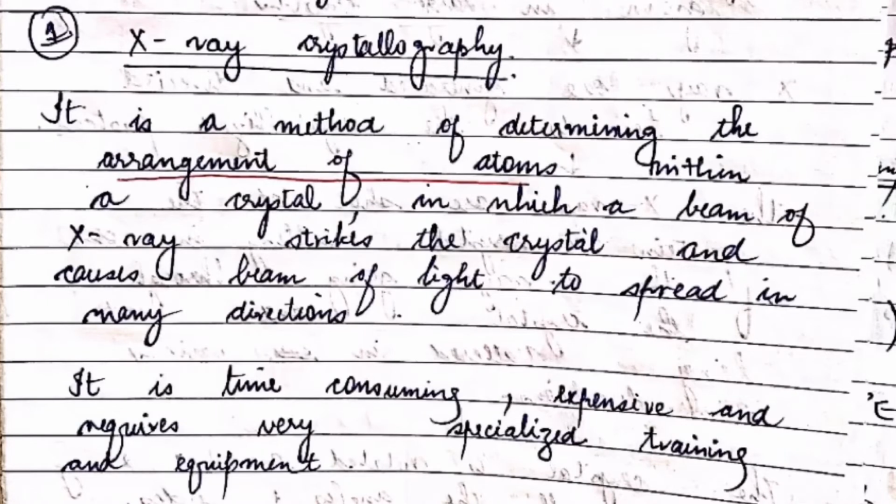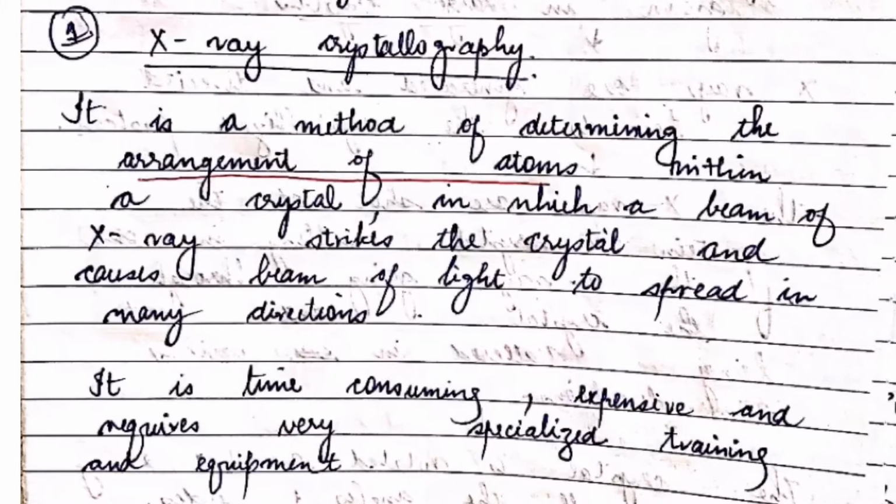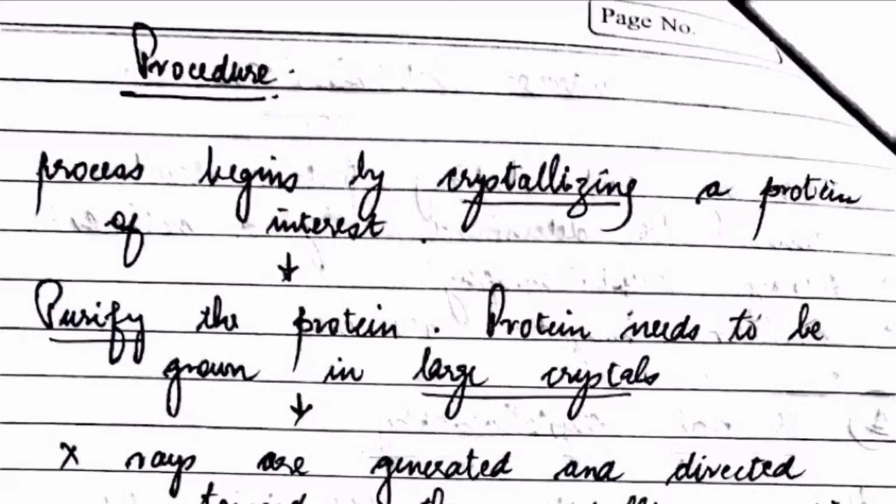So let's start with X-ray crystallography. It is a method that is used for determining the arrangement of atoms within a crystal, in which a beam of X-ray strikes the crystal and causes the beam of light to spread in many directions. It is a form of very high resolution microscopy. It enhances our understanding of protein structure.